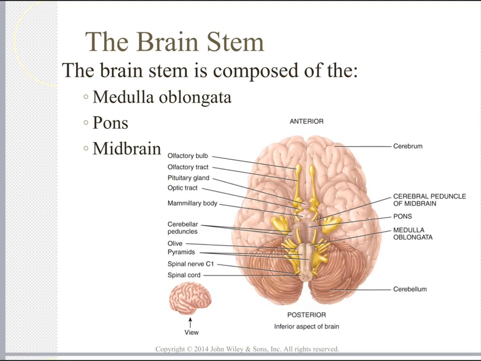Let's look at some of the components of the brain. We're going to start with the brainstem. So the brainstem is composed of three parts. First, the medulla oblongata, and we see that right here.